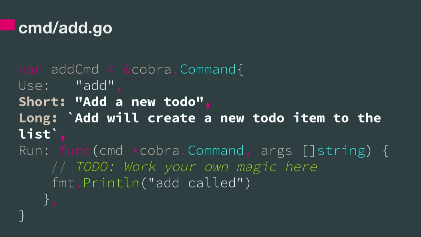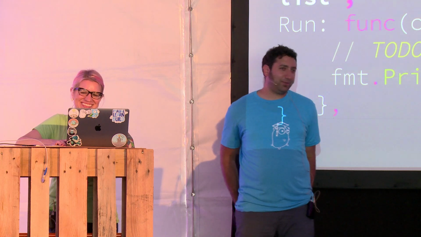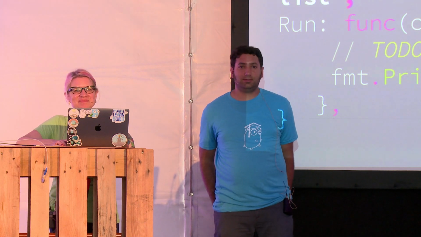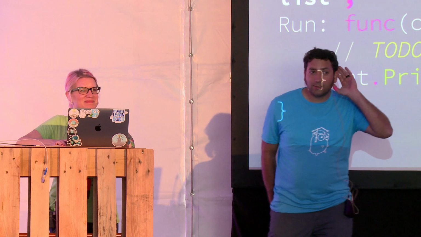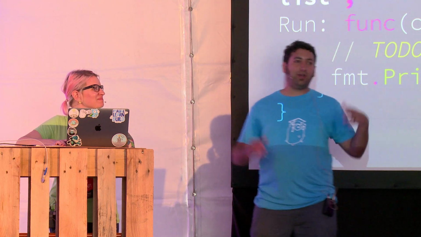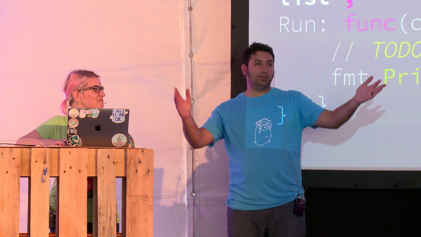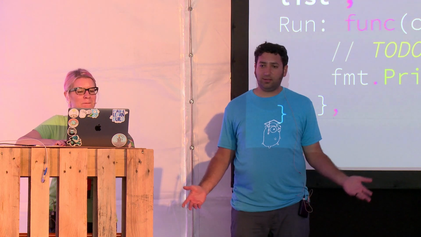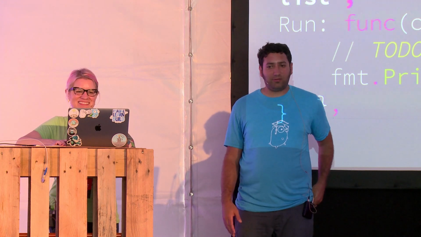Does anyone see anything interesting on this slide to talk about? Ooh, Steve, why does printline have a capital P? That's an excellent question, Ashley. Does anyone know why printline has a capital P? Because it's public. But in Go, we say exported. I don't know why, but we don't say public. We don't have private either.